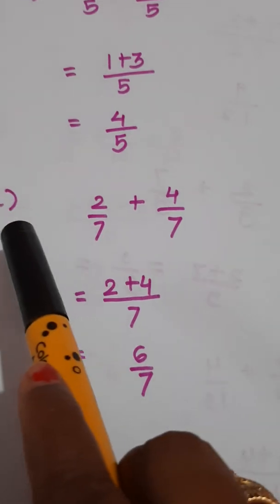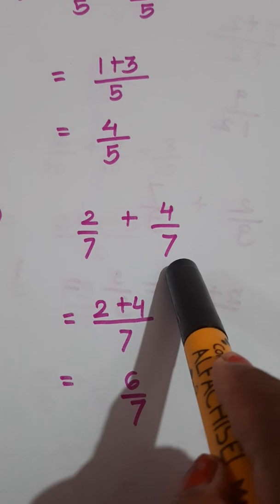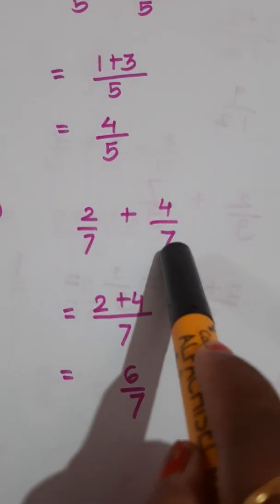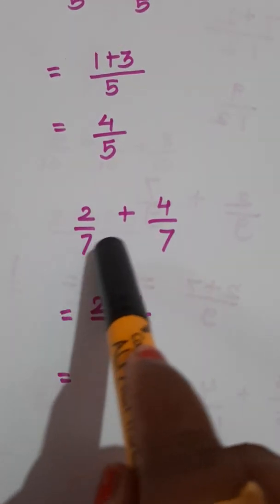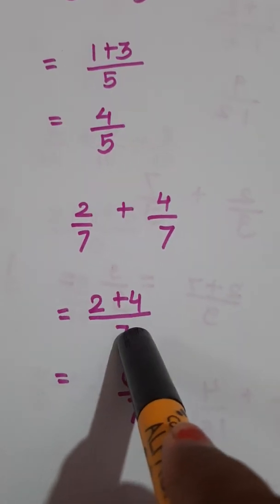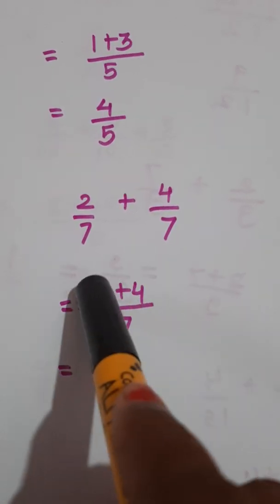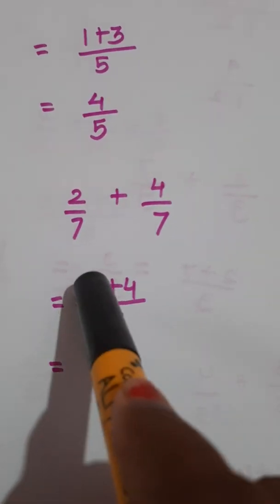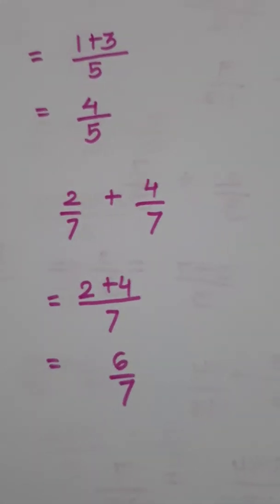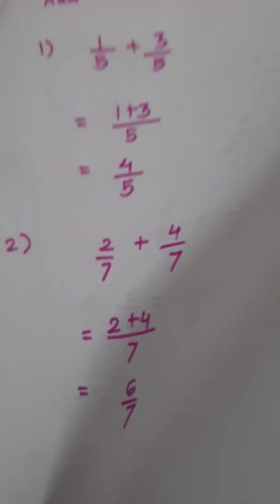See the second example. 2 upon 7 plus 4 upon 7. Again they have the same denominator, means they are like fractions. And addition of like fractions is very simple. Just give them the equal denominator, common denominator, and add the numerators. 2 plus 4 upon 7, and 2 plus 4, 6 and upon 7. So 6 upon 7 is the answer. Let's move to the next problem.